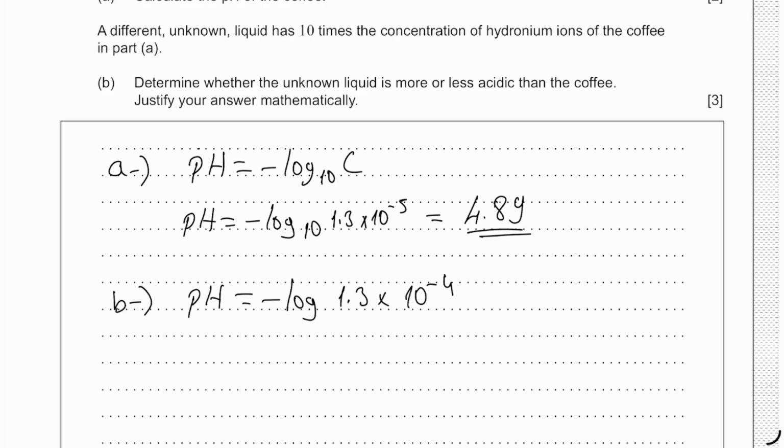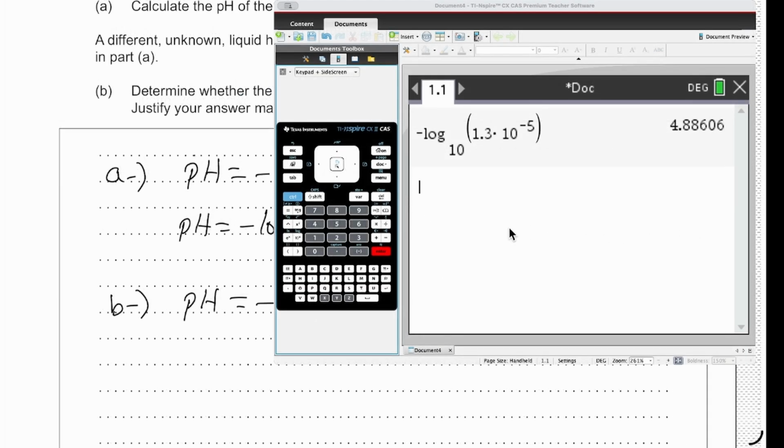And if we calculate this one, let's calculate it by calculator. So log 10, there is a minus at the beginning, 1.3 times 10 to the power of minus 4, and control enter, 3.89.